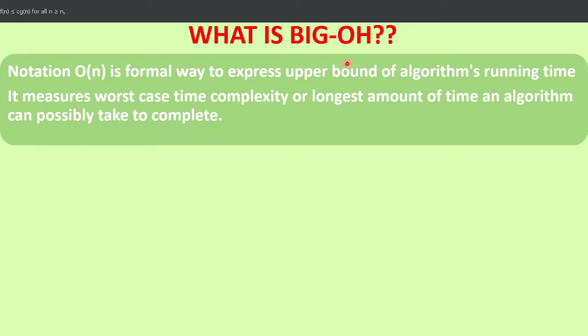So big O notation is specifically used to tell the worst case time complexity. If your algorithm is taking the worst case time or a longer time to complete, then that can be notified using big O notation. So big O is normally used when your algorithm is performing worst.